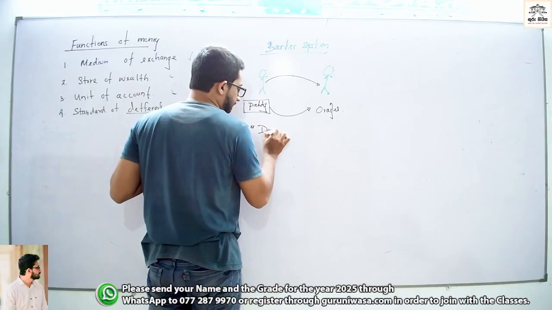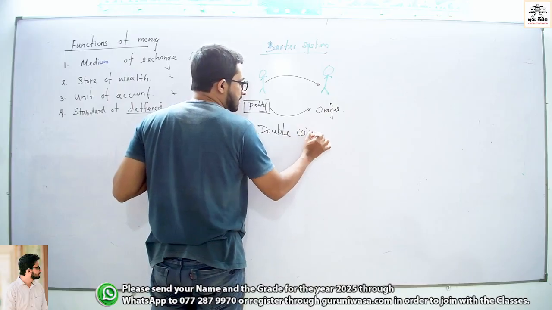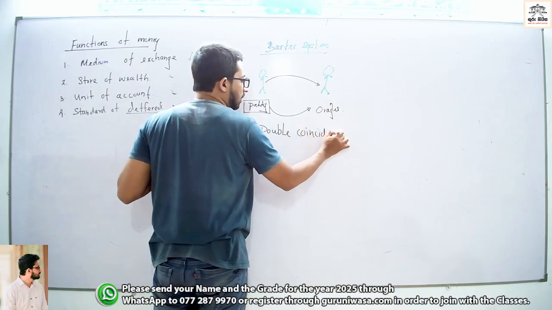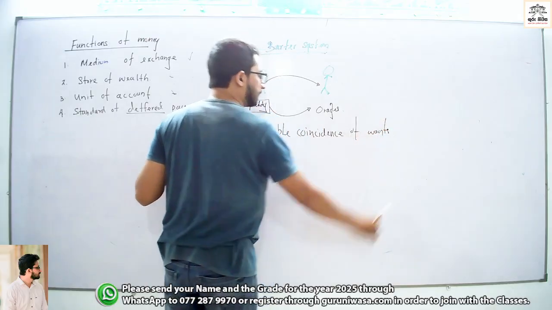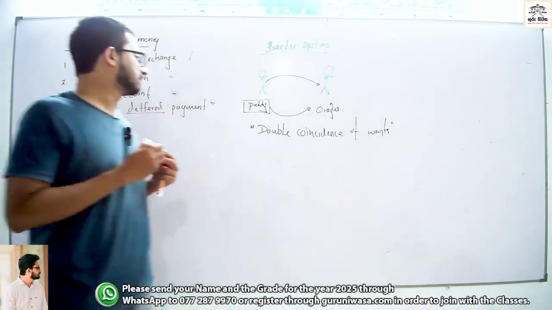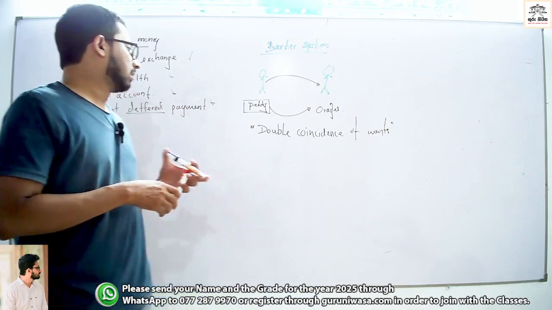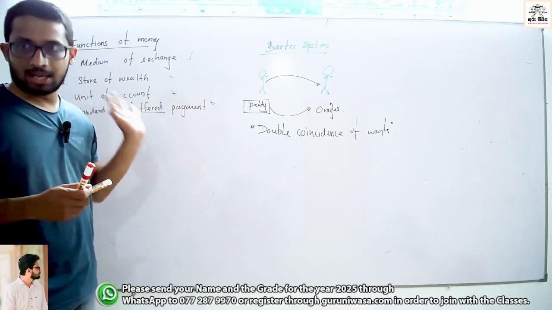Double coincidence of wants. This is the main drawback of the barter system. I'll explain what double coincidence of wants is. Anyway, this is called the barter system.